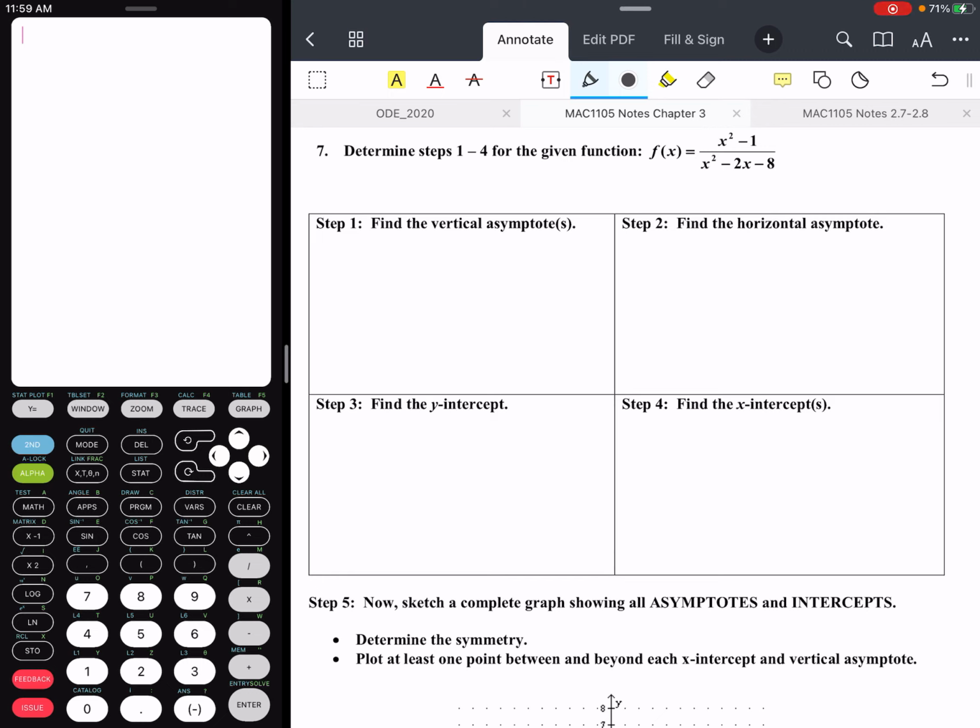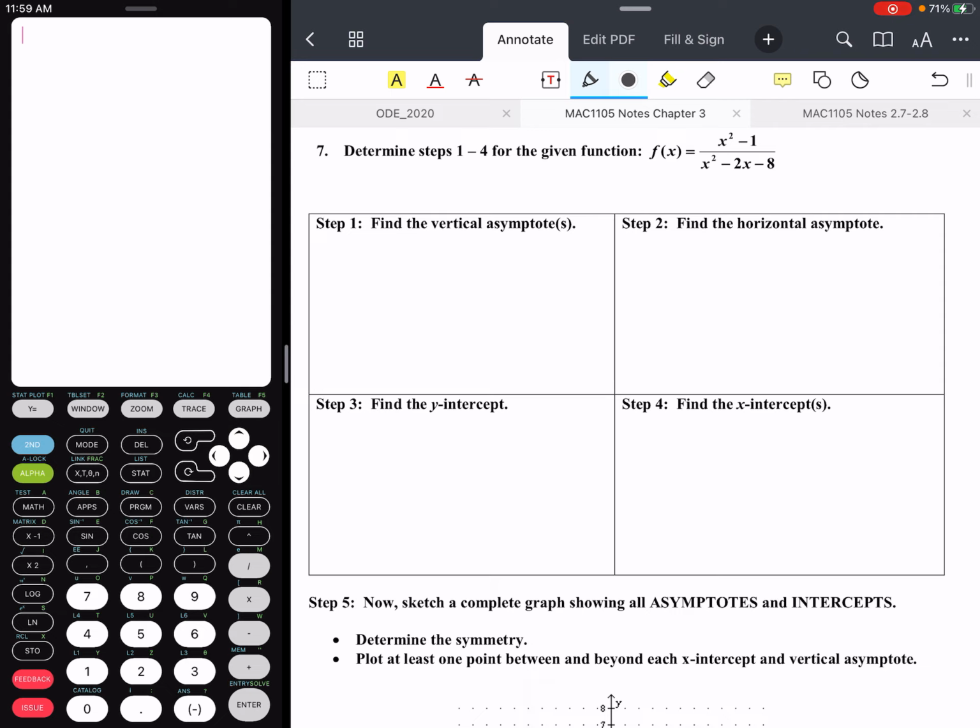All right, so we're going to continue graphing these rational functions, and we'll go through all of these steps. And remember, any step that's asked for should appear on our graph. So we've got the function f of x equals x squared minus 1 over x squared minus 2x minus 8.